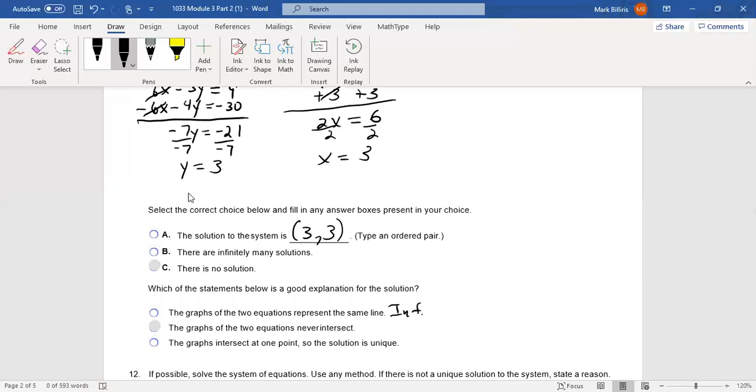So the second possibility says the graphs of the two equations never intersect. If they never intersect, then there's no solution. And that was where our lines were parallel. The last possibility says the graphs intersect at one point. If it intersects at one point, that means we have one solution, which we do in this case. So that would be the answer that we would choose.